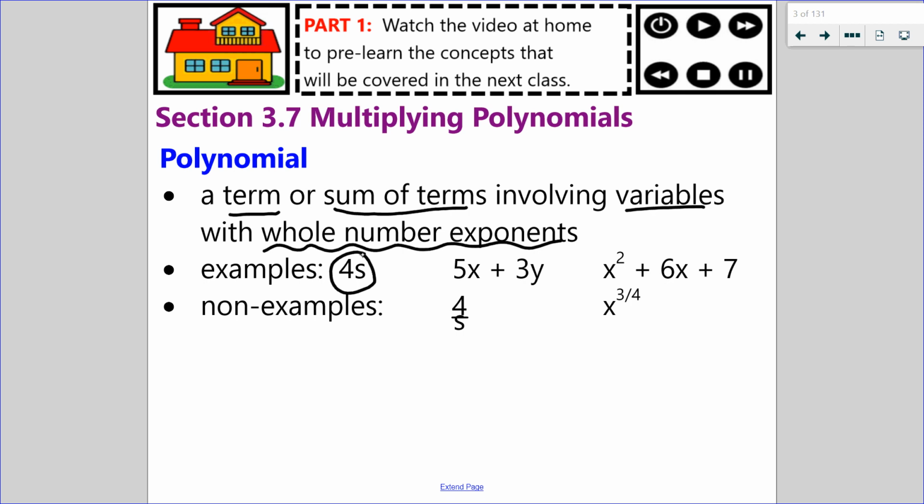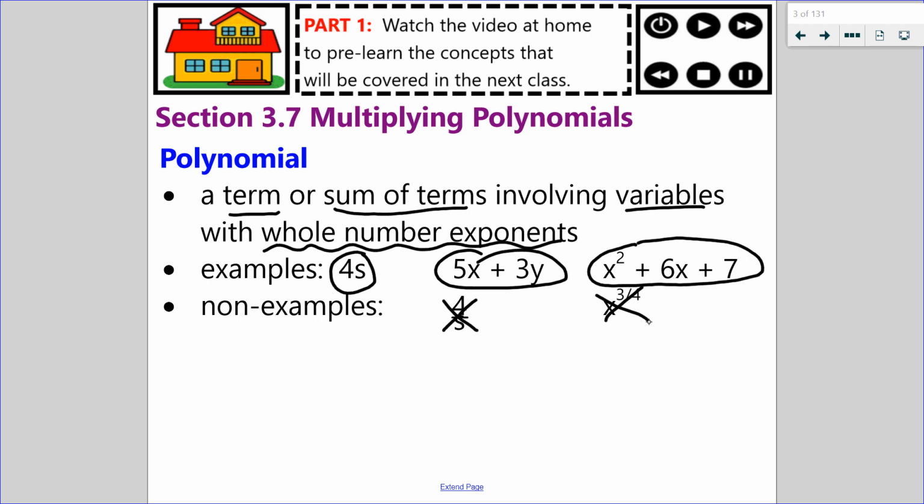Or a binomial, 5x plus 3y, that is a binomial because there are 2 terms. Now it also can have more than one variable. Or this trinomial, meaning 3 terms, x squared plus 6x plus 7. Well, here are some non-examples. 4 over s is not a polynomial because we are not allowed variables in the denominator. x to the 3/4 is also not a polynomial because we can't have fraction exponents. They have to be whole numbers.